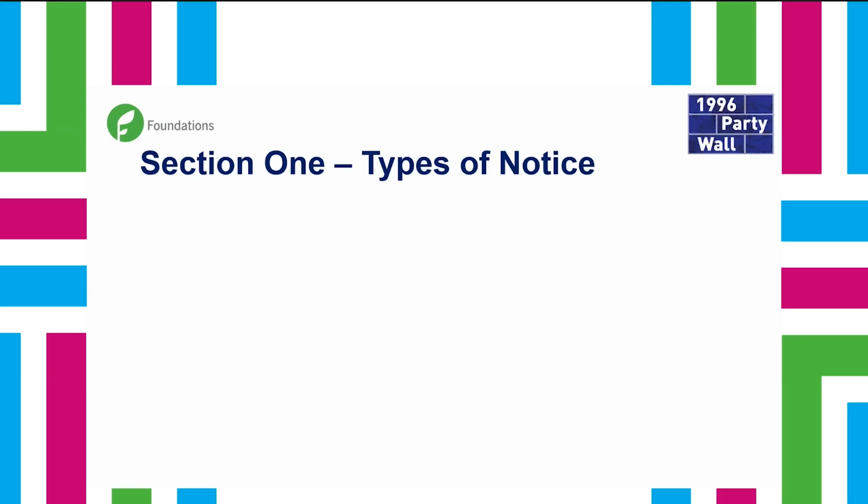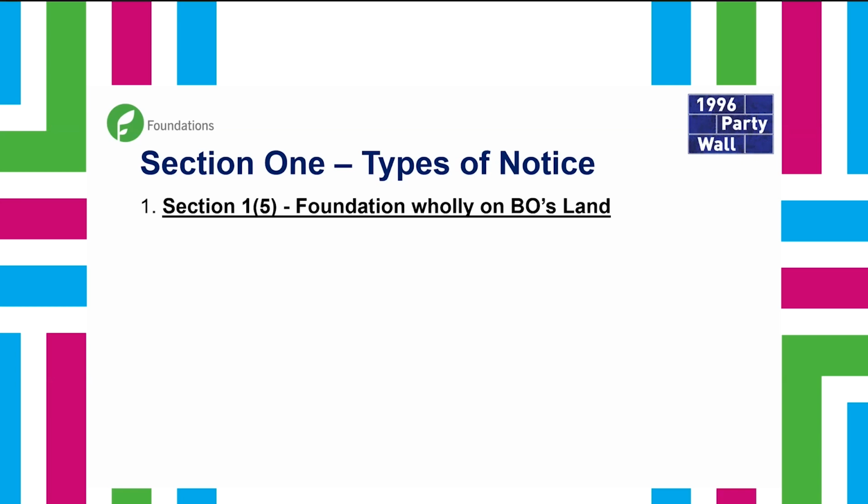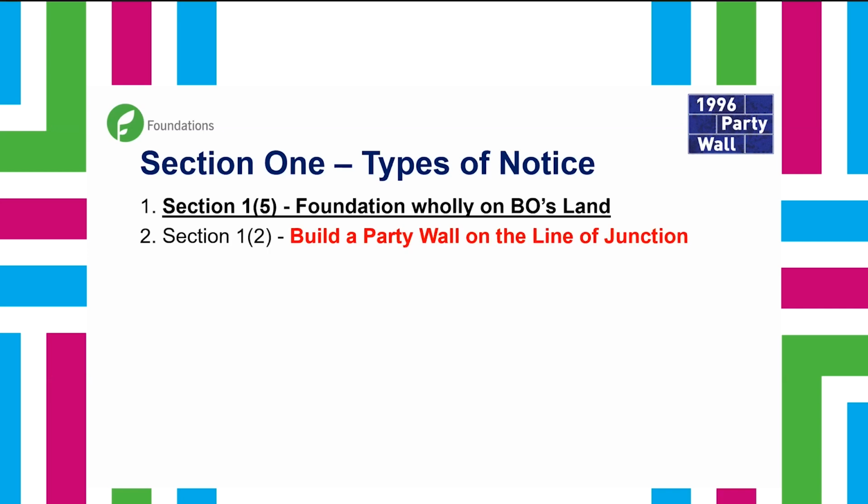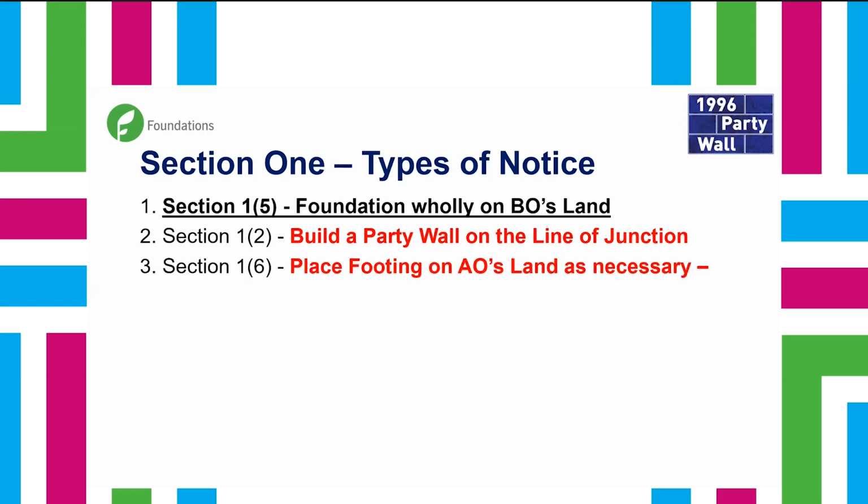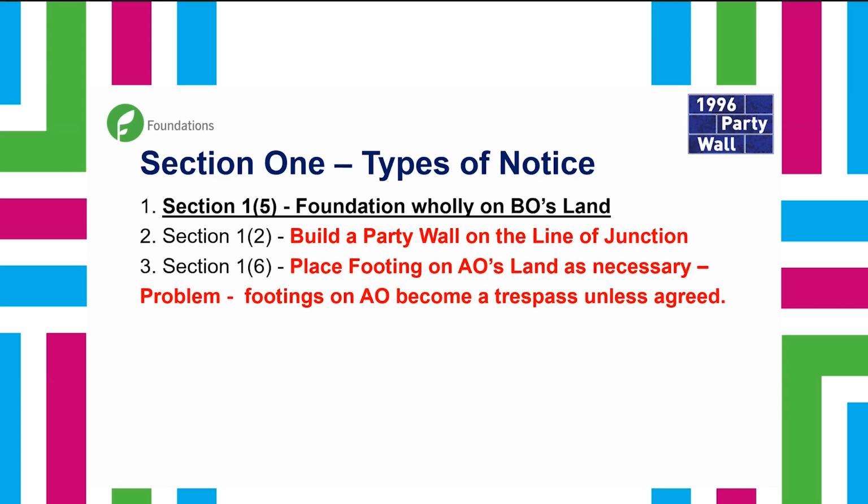Section 1. This is section 1 of the Act, and there's three types of section 1 notice. You've got the section 1.5, where the foundation is totally on the building owner's land. You have a section 1.2, party wall built on the line of junction. This isn't the one that's commonly used, but it's the best one if the neighbours are happy and can agree it together. And section 1.6 is almost obsolete, but it's in the Act. So that's why I go through it, and you need to understand the difference.